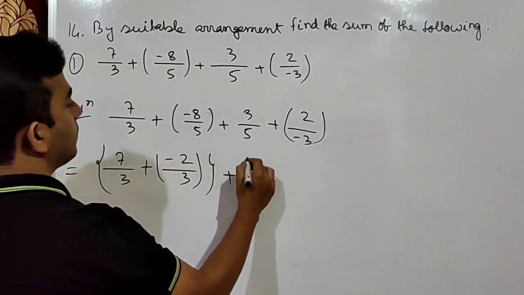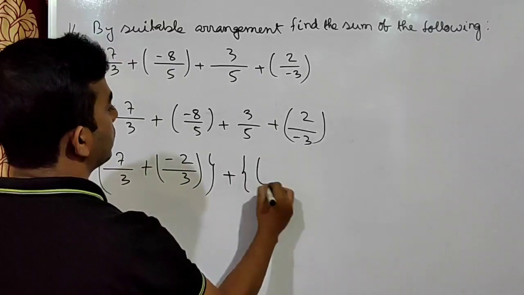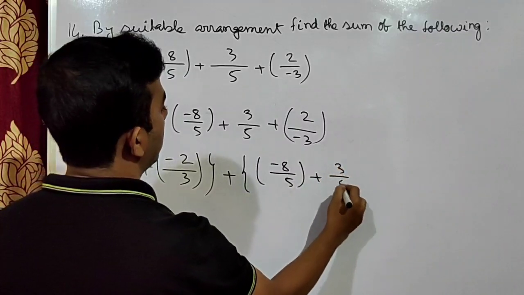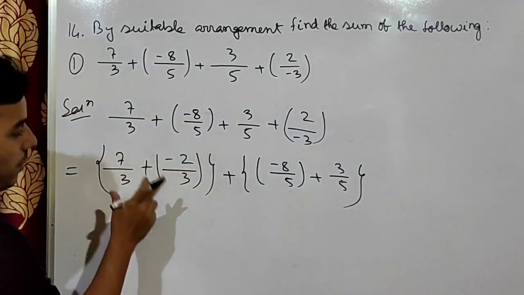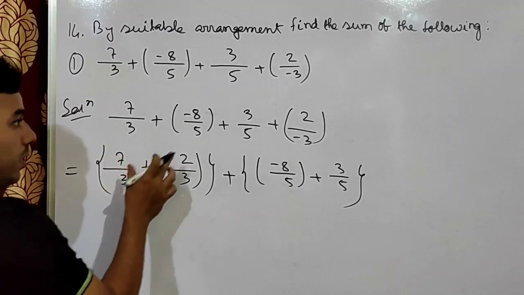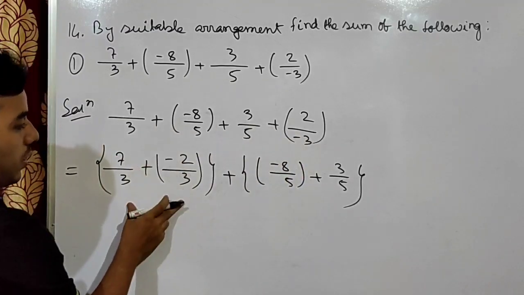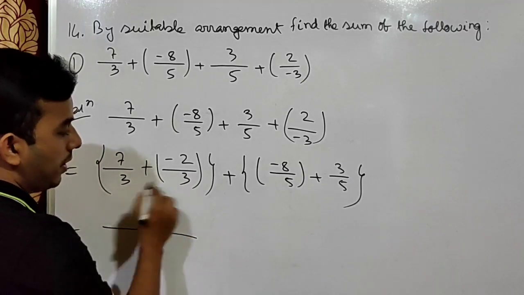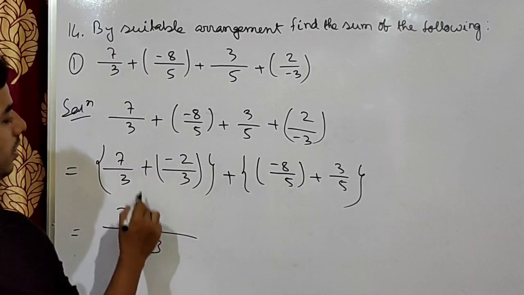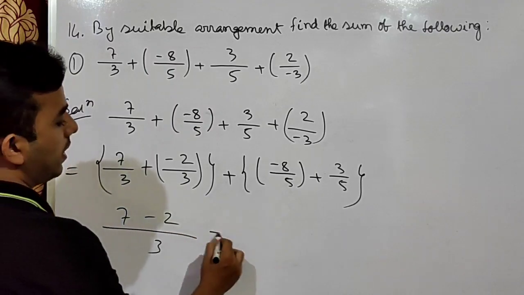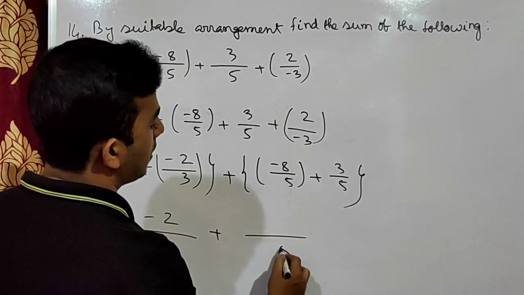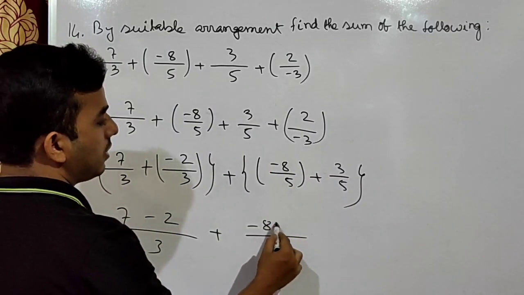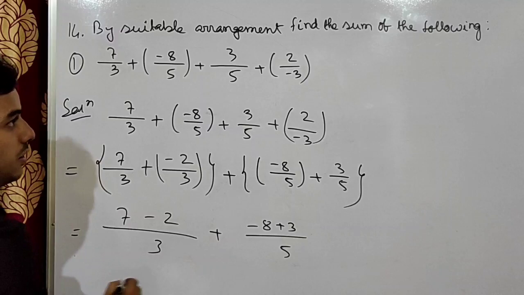Then this plus minus 8 by 5 plus 3 by 5. Look, we have grouped those having denominator 3. This one is one group and this is another group. Now take the denominator 3. So it will be 7 plus minus 2, then plus this one, here the denominator is 5, that is the LCM will be 5. Now minus 8 plus 3.